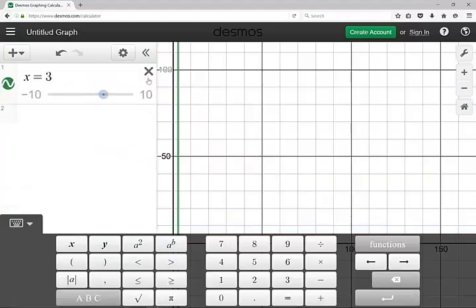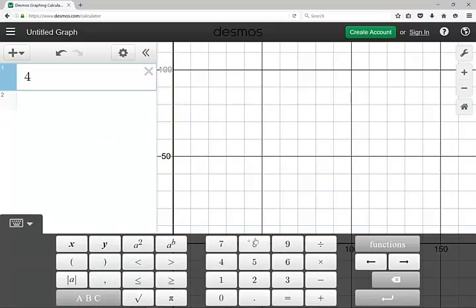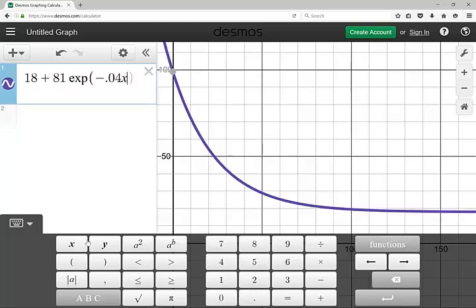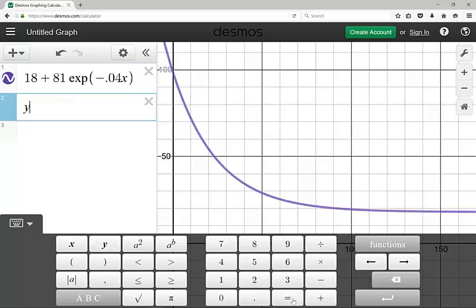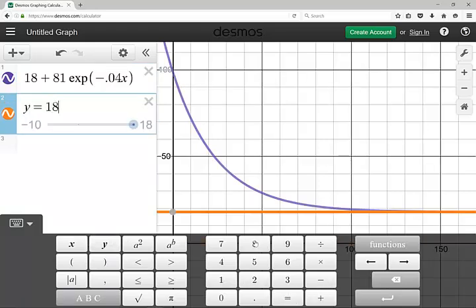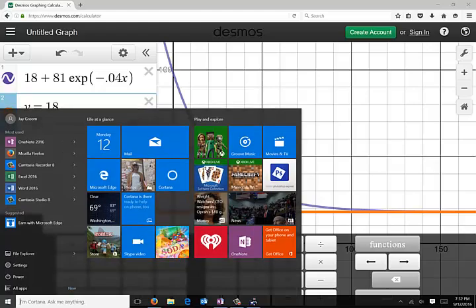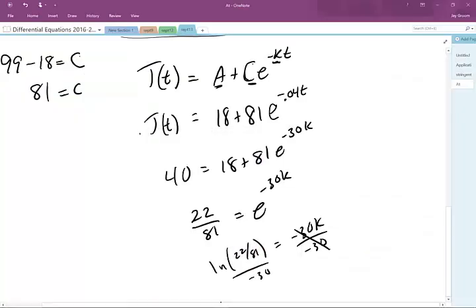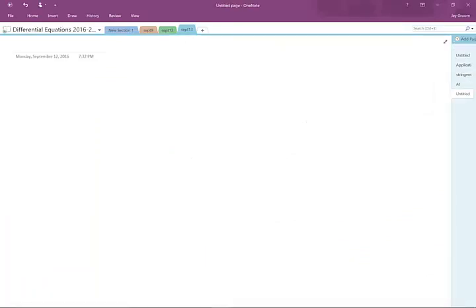18 plus 81 e to the negative 0.04x. Friends, check it out. Y equals 18. Oh, look at that. Ambient temperature. Again, it would have been the same thing if I'd had a cool drink on a hot day, but it would have come up and approached 18, the ambient temperature, from the bottom side. That's pretty cool.